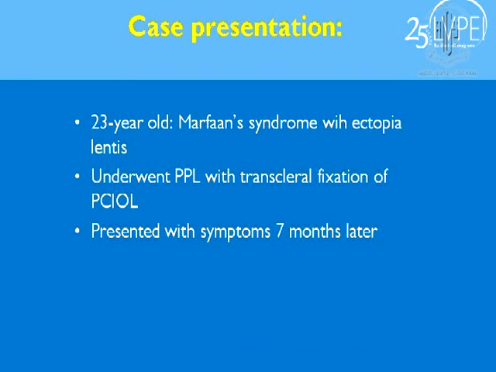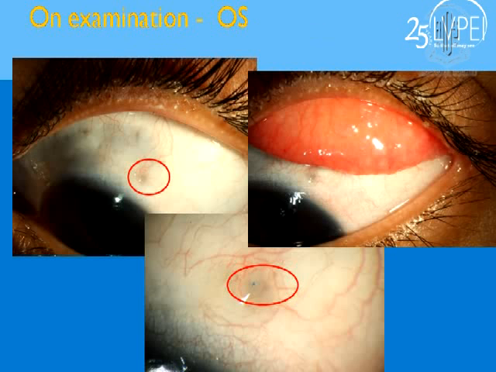The other indications that you could use a scleral patch for, this was a 23-year-old patient who was diagnosed with Marfan syndrome and ectopia lentis, underwent transplant lensectomy with transscleral fixation of PCIOL, and he presented with a lot of discomfort and irritation, discharge from the eye 7 months later. And when examined, you could see that there was this area of exposed suture with underlying sort of melt of the scleral tissue, and of course there was giant papillary reaction in the upper tarsal conjunctiva.